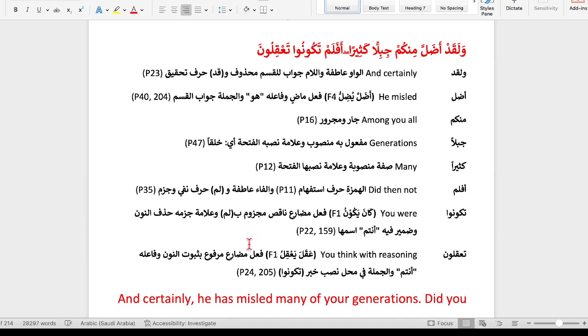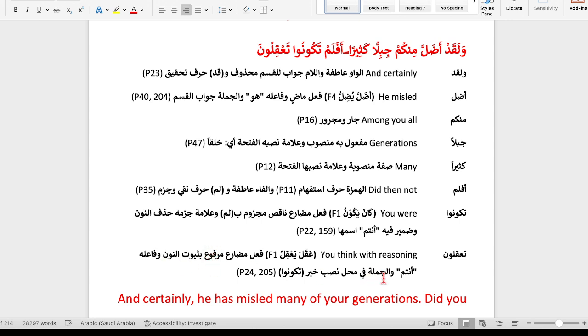So takiluna fe'lun mudari'un marfu'un, and you see the presence of noon. When you don't see noon, then it is not marfu, but when you see noon, it is the marfu form of fi'l mudari' bi subuti noon. So in this case, the presence of noon makes it marfu.